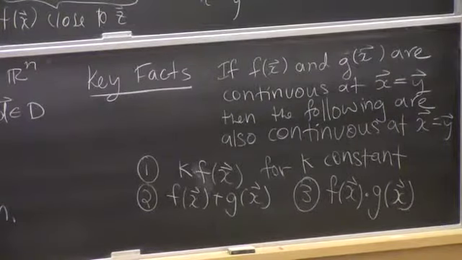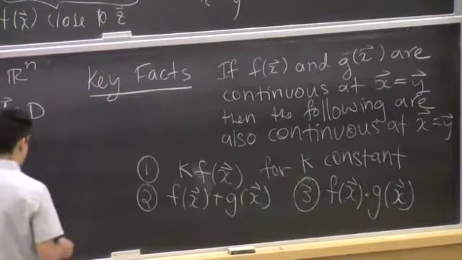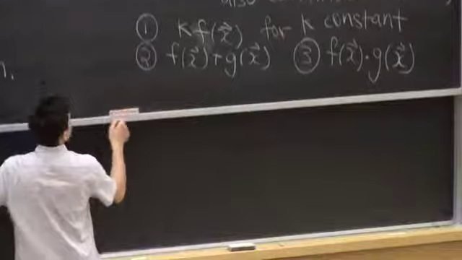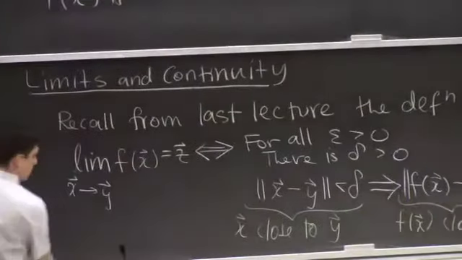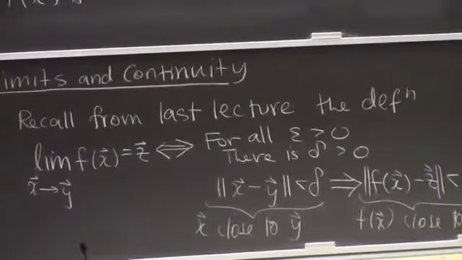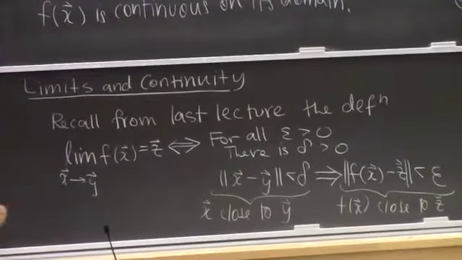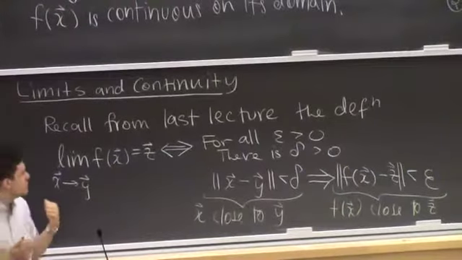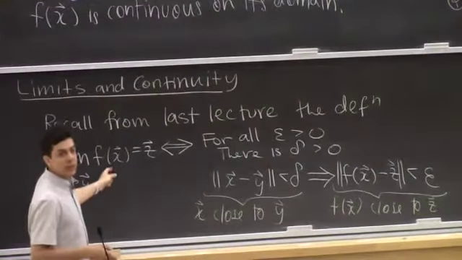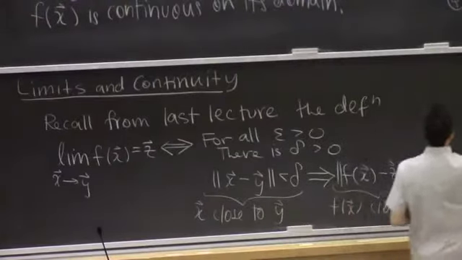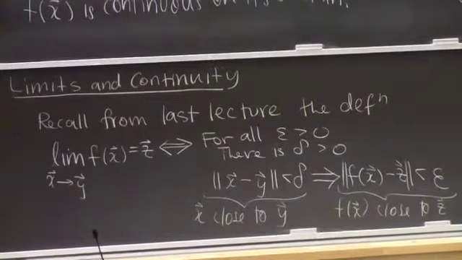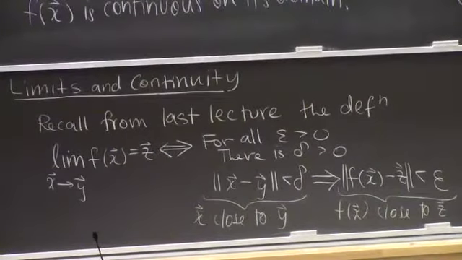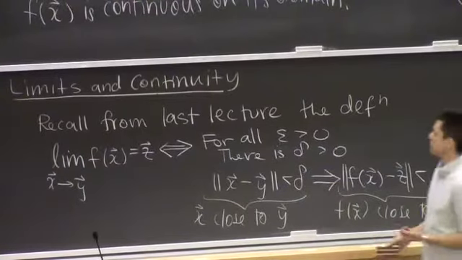Okay, so let's try and get into the proofs of some of these facts. These are going to be examples of delta epsilon arguments, where we really use this definition quite carefully. Actually, you know what? I'm probably going to need the whole board.